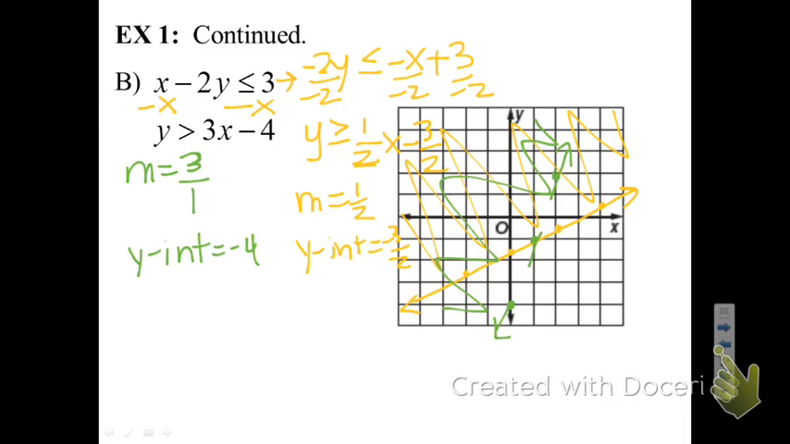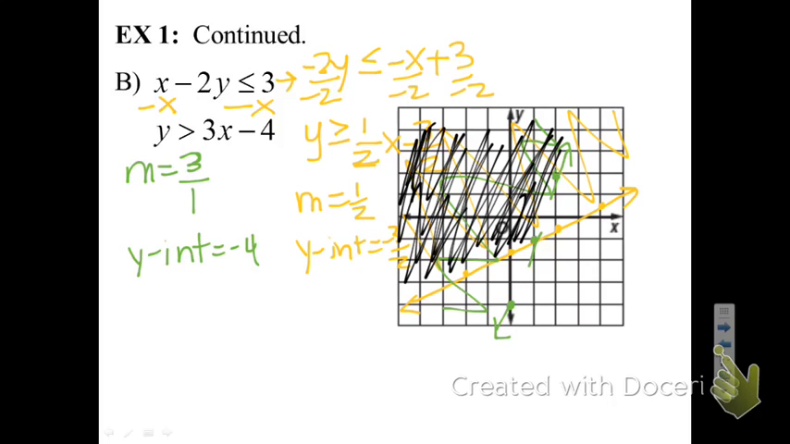And then we need to darken that overlapping area. So where they overlap would be from here on over. So I can erase these portions and these ones, and that would show you that overlapping region.